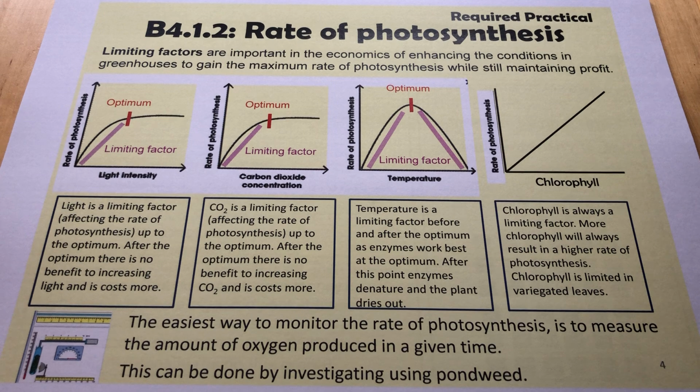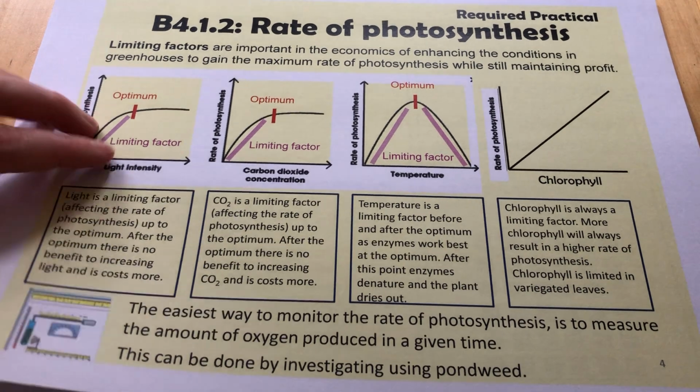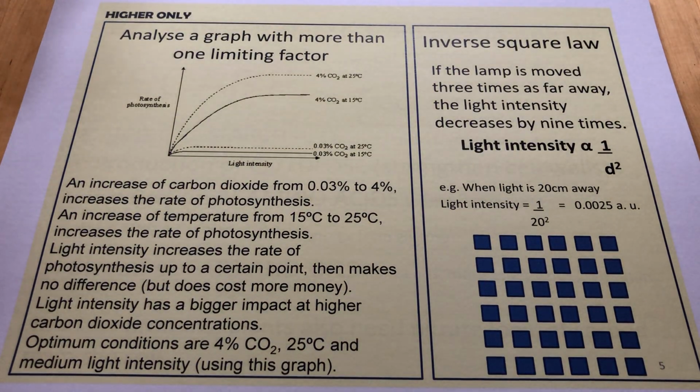Similarly, I've seen a question that has different light filters in front of the bulb, so that's another one to consider if they use a different colour bulb. Okay, this is higher only, so it's still double and triple, but just for the higher students. And this is analysing a graph with more than one limiting factor.